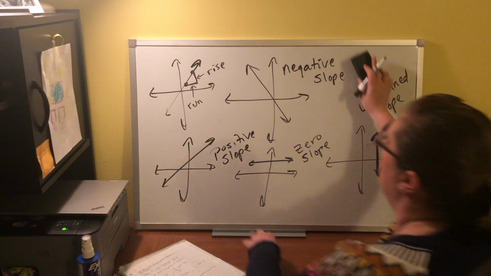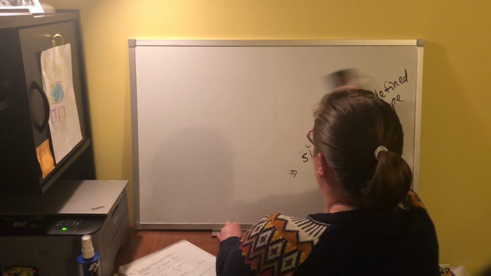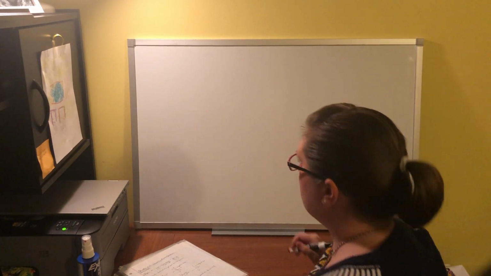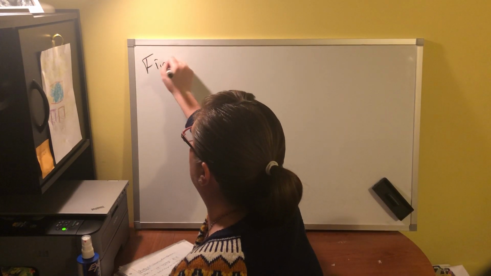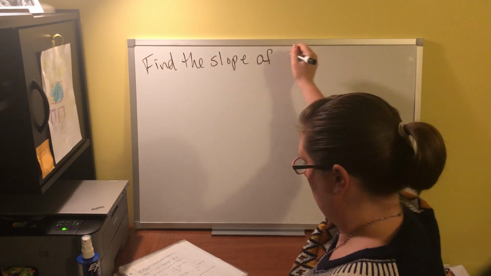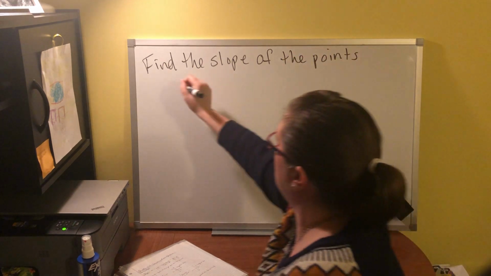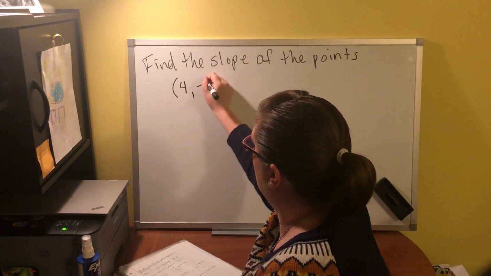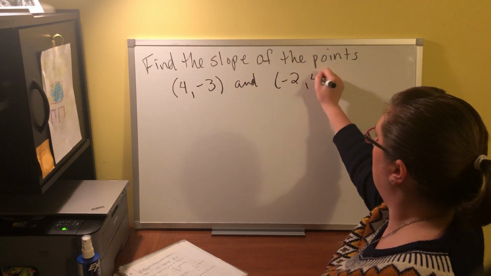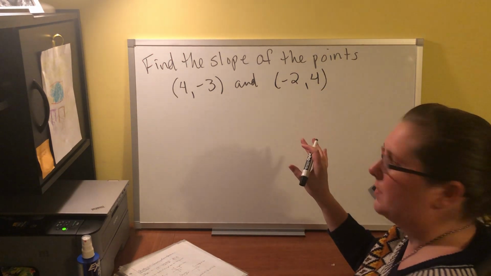Okay, all right, let's go ahead and do some examples where we're going to substitute those values in and find the slope. Okay, so let's say they tell us to find the slope of the points, and let's say they gave us (4, -3) and (-2, 4). Okay, they gave us our 2 points.